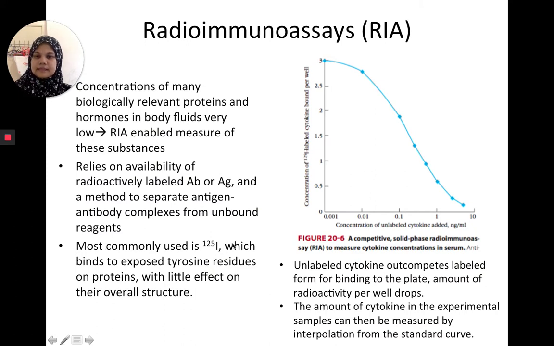The most common label is iodine-125, which binds to exposed tyrosine residues. So here in this picture, you have the unlabeled cytokine outcompeting the labeled form binding to the plate. So the amount of reactivity per well drops, and the amount of the cytokine in the experiment can then be measured by interpolation. So the cytokine you're trying to measure is competing for the spot that would be occupied by the labeled isotope. So the lower the readout, the higher the concentration of the cytokine present in the sample.